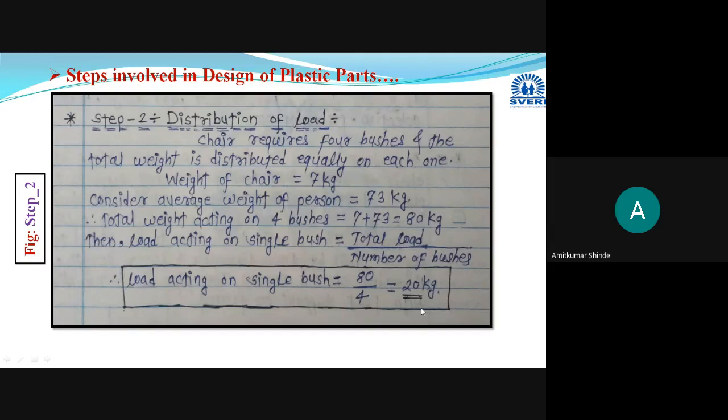First you have to decide the total weight acting on the four bushes, and then calculate the load acting on a single bush. Please note it down. I will wait for a few seconds here. Please note it down.